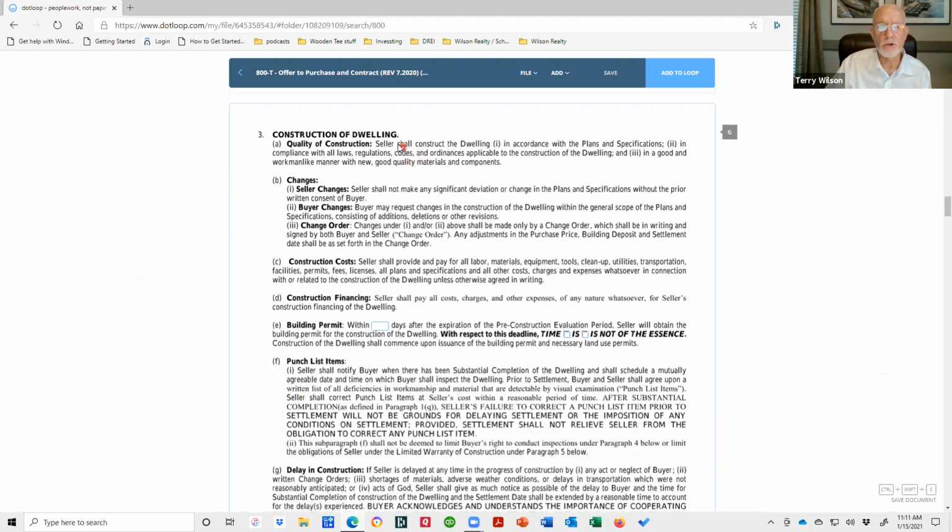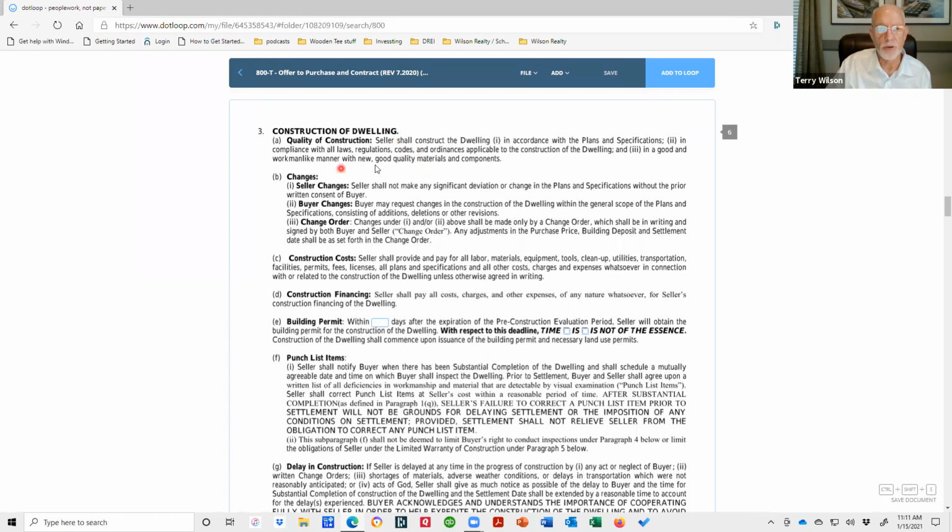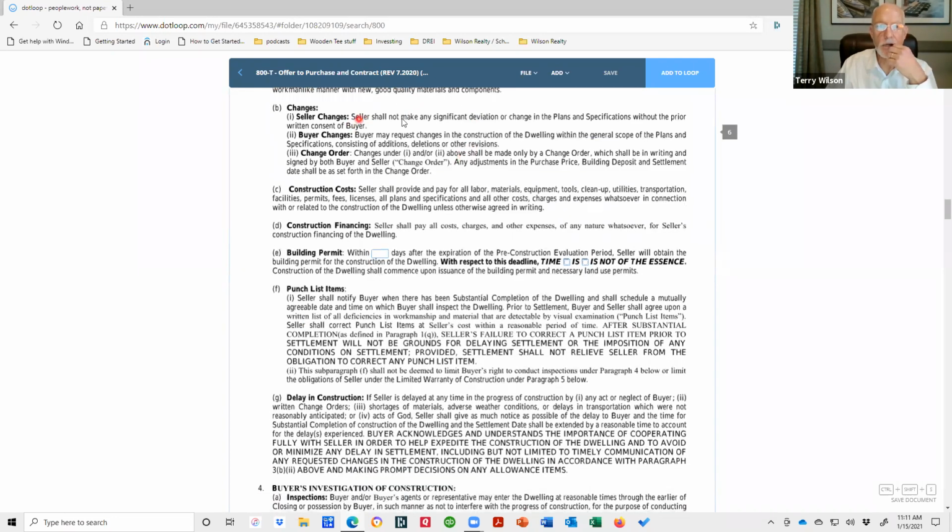Construction, quality of construction, obviously complies with laws, regulations, codes, ordinances, good workmanlike manner, new, good quality materials. Seller changes: seller shall not make any significant deviation or change in the plans or specs without prior permission from the buyer. Buyer can request changes to the construction of the dwelling within the general scope of the plans and specifications, consistent additions, deletions, or revisions. They can't get too carried away, though.